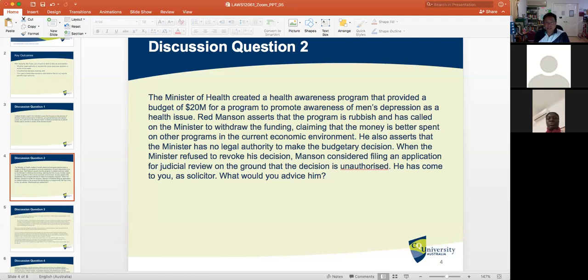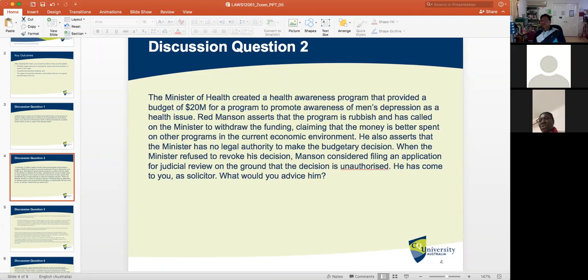Would there be any other reasons you can cite in order for you to advise Red Manson that he shouldn't file an application for judicial review? What are the other grounds for you to say that he shouldn't be filing an application for judicial review? So what is the other requirement when it comes to an application for judicial review? Who can apply for judicial review? So he has no standing? Standing. Yeah, okay. Vivian, can you explain that?